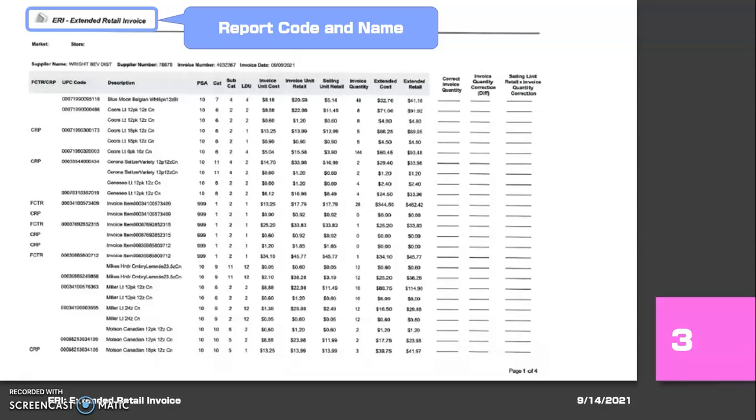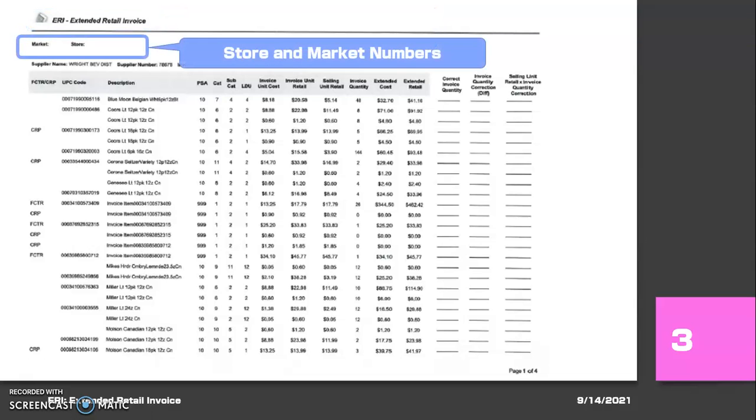So looking at an ERI, at the top of the report you will see the report code and name, letting you know you are looking at the ERI. Over here you will see the store and market numbers, although I have blocked them out of this specific report for store privacy, as this is a report from a store.